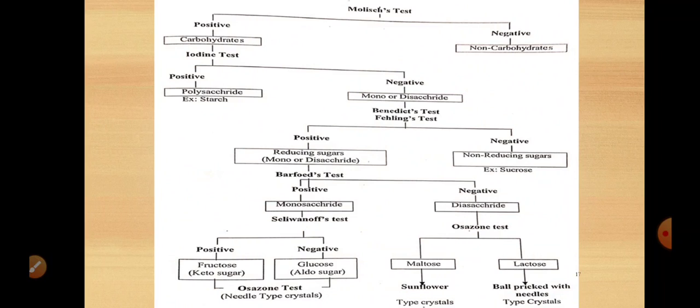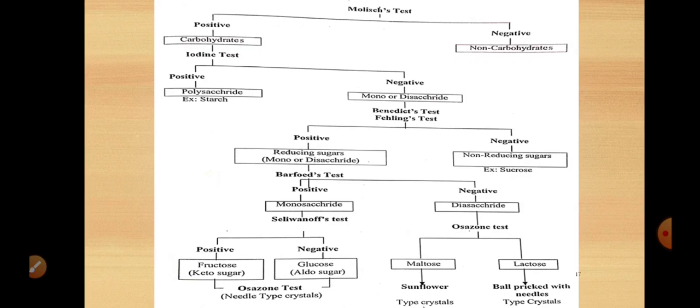Suppose you get that carbohydrate is present as a positive result from the Molisch test. Further, you will go for doing the solubility test, whereby you will get to know which one is present in your sample, monosaccharide, disaccharides or polysaccharides. Then you will do the iodine test. If the iodine test is positive, it indicates the polysaccharide is present, for example starch or glycogen.